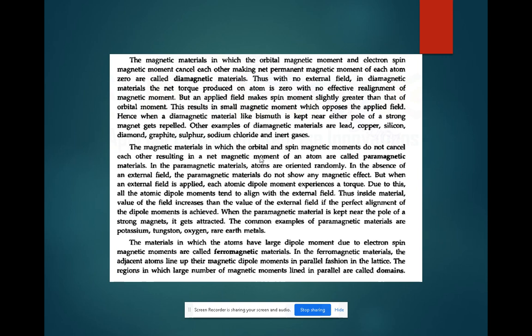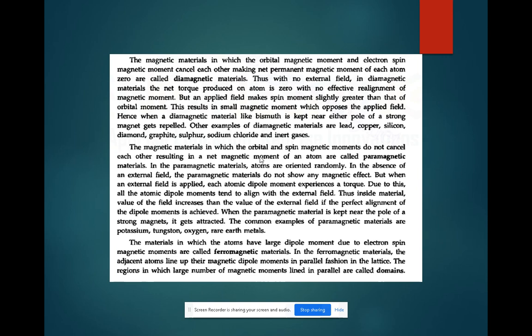For example, potassium, tungsten, oxygen, and rare earth metals will come under the paramagnetic material. The difference between these two materials is that the orbital and the spin moments will cancel each other, but here they will not cancel. So here there will be some magnetic moment. While you are applying the electric field, the strong material, that is the magnetic material, will attract the moment.